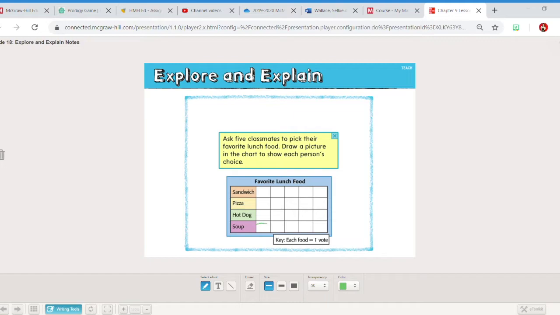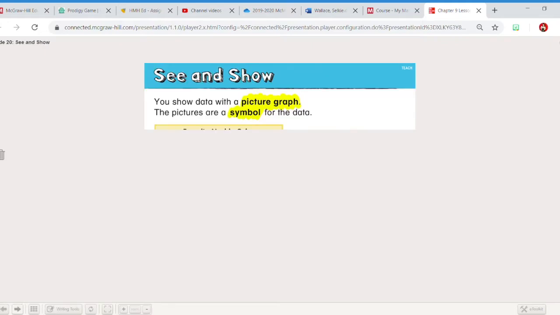Well, let's see, my imaginary students were drawing instead of putting a tally mark. And say 2 people like soup. And 2 people like pizza. 1 person likes a sandwich. Remember, it doesn't have to be the most detailed picture, but as long as you know what it is. So I have my 5 votes. Just getting in that practice of drawing.